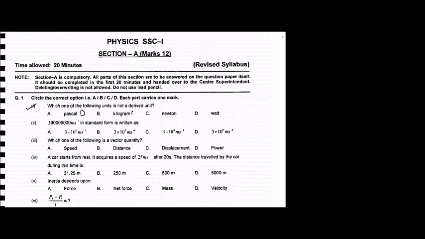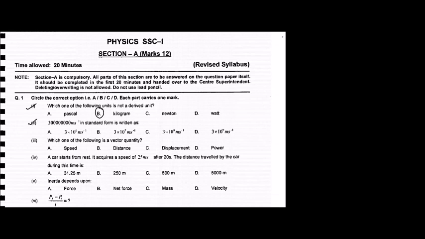Kilogram is the base unit. Newton, it's a derived unit. Watt, it is also a derived unit. So in the given options, which one is not a derived unit? That is kilogram. So that is the final answer.